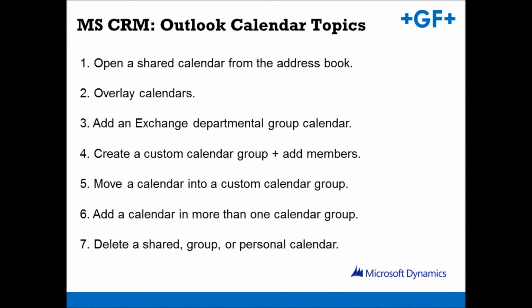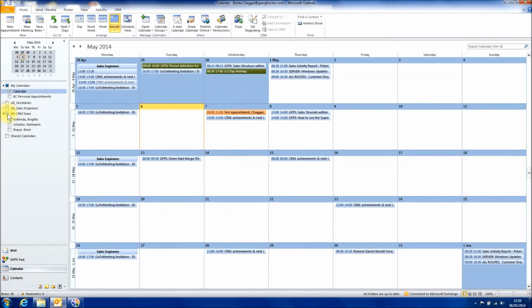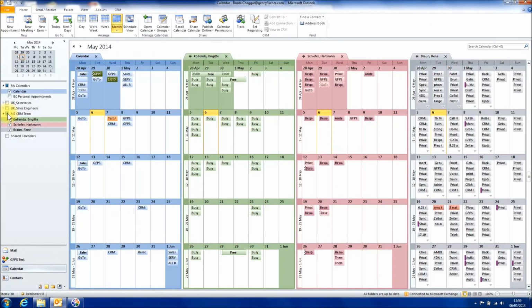Bullet point 6. Next, I'm going to show you how to add a calendar in more than one calendar group. In this example, we're going to add another member to the MS CRM team. This time it will be Darren Myers. Darren is already a member of another group called UK Sales Engineers, but we don't want to remove him from that group, so expand the UK Sales Engineers and click on the tick box next to Darren's name.